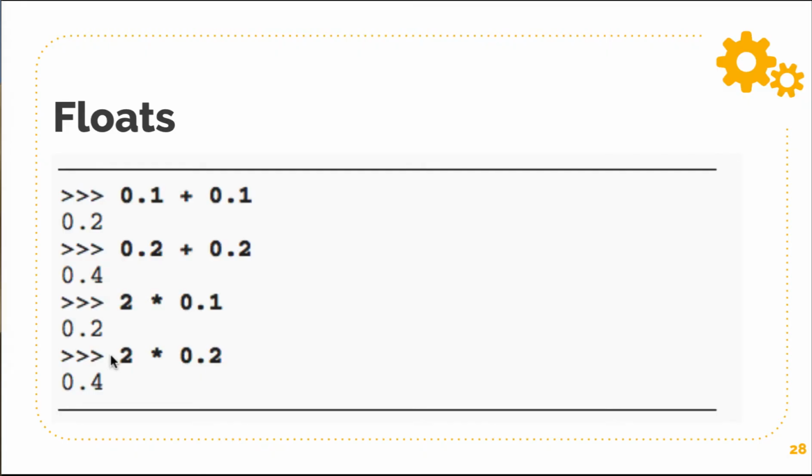Let's move on to a new type of data, and that is a float. Python calls any number with a decimal point a float. This term is used in most programming languages, and it refers to the fact that a decimal point can appear at any position in a number, so it can kind of float.